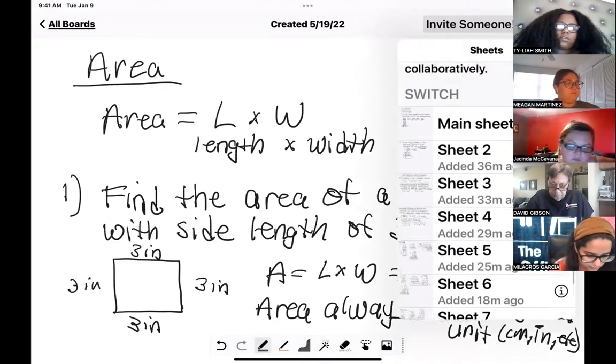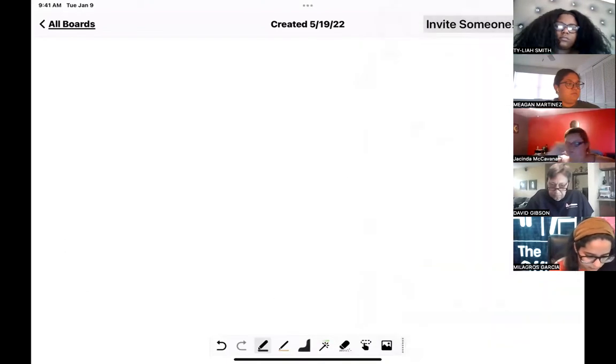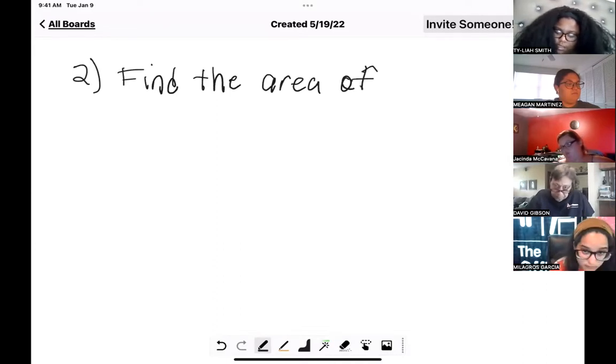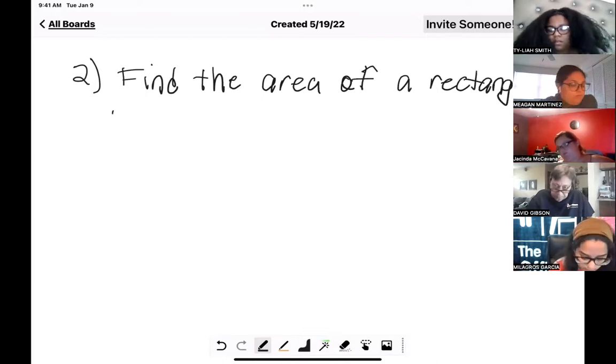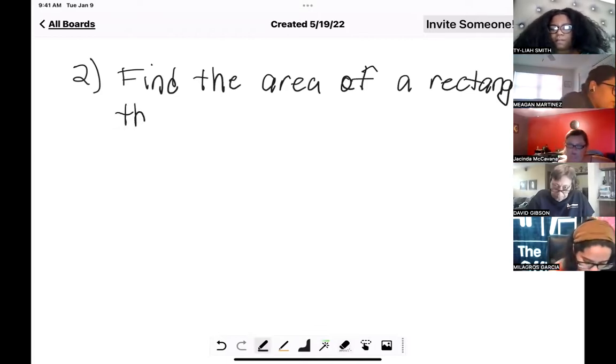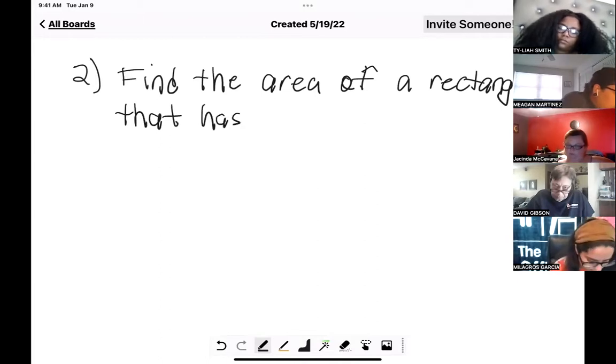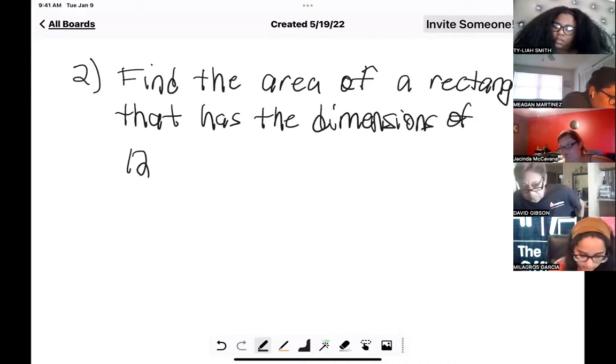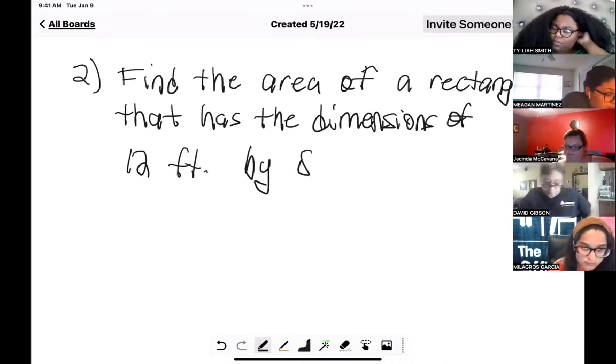Let's do one more. Number 2. Find the area of a rectangle, sorry, I want to do it a different way, that has the dimensions of 12 feet by 8 feet.